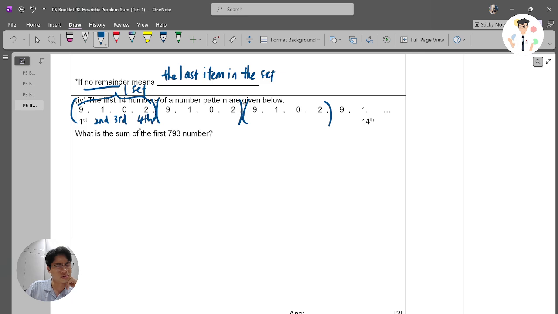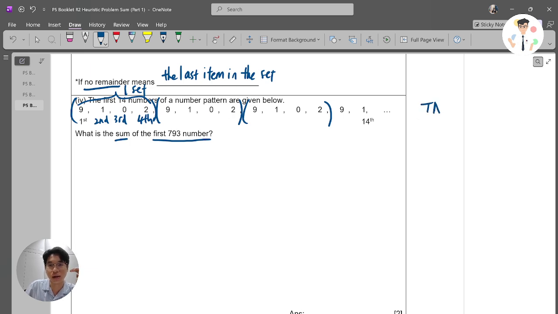But teacher, this round, the question is slightly weird. This question is asking, what is the sum of the first 793 numbers? Oh, teacher, how do I do? I go and add 9 plus 1 plus 0 plus 2 plus 9 plus 1 plus 0 plus 2, 9 plus 1 plus 0 plus 2. How can we do that? It's 793, and this is where we need to use the same method again.